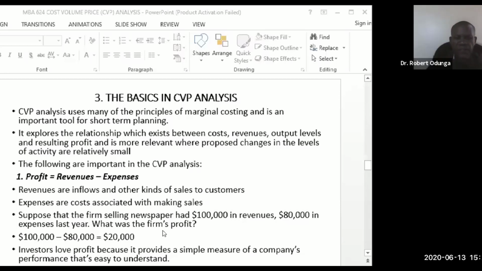Investors love profit because it provides a simple measure of company's performance that is easy to understand. It's easier when somebody talks about the company making profit. You can easily understand what the person is talking about. And this is the starting point for CVP analysis, because as I said, businesses are there to make profits. So they all endeavor to do whatever they're doing so that they can make some profits. And you can see the profit function: sales minus cost of sales.